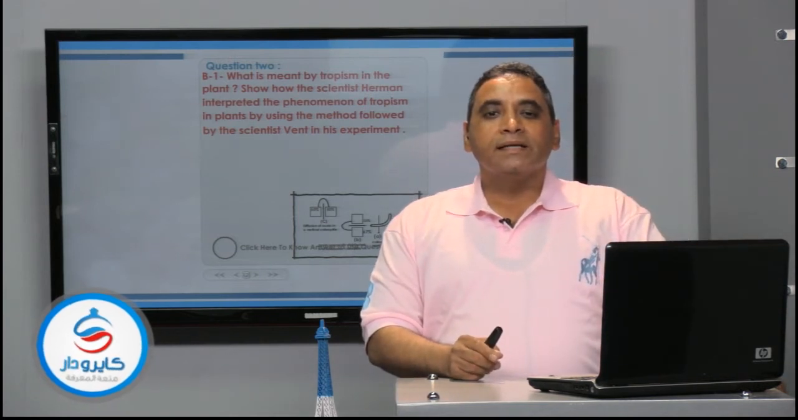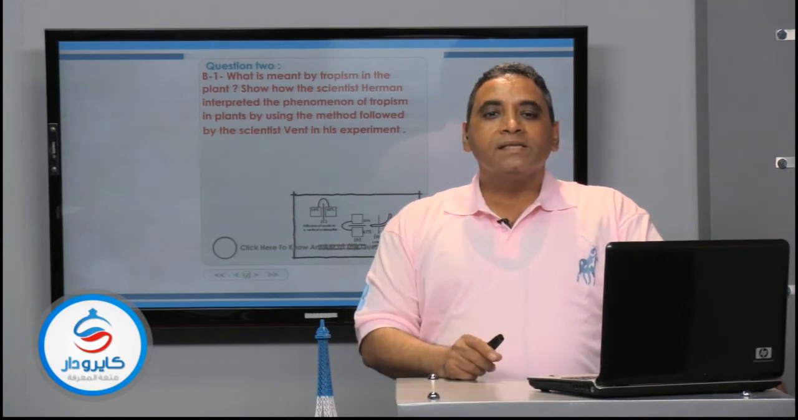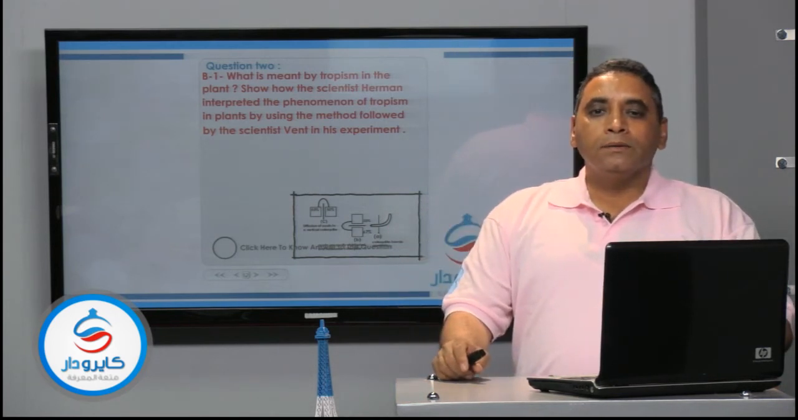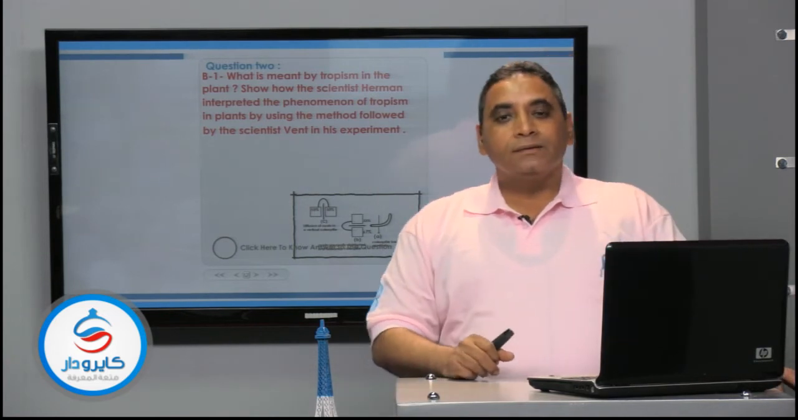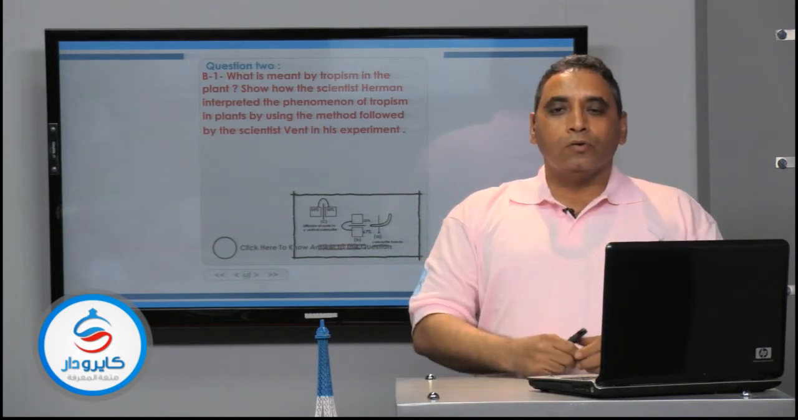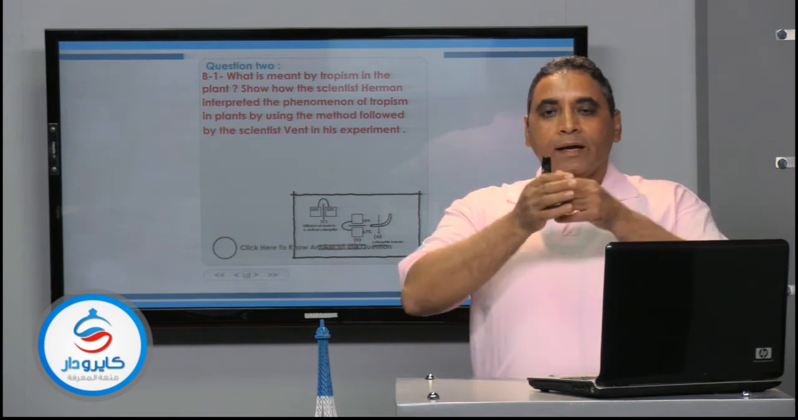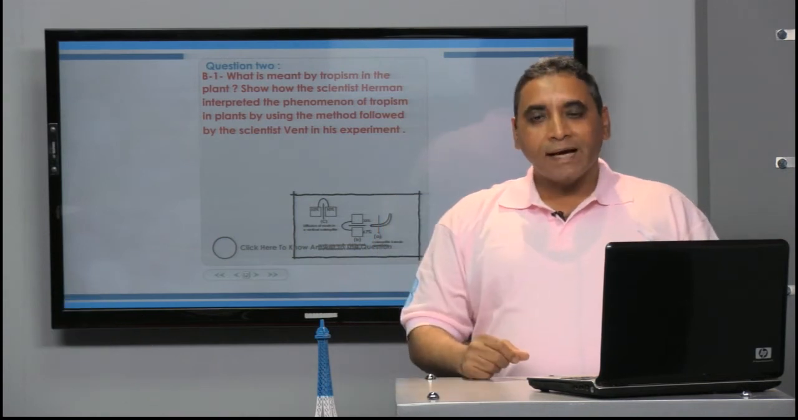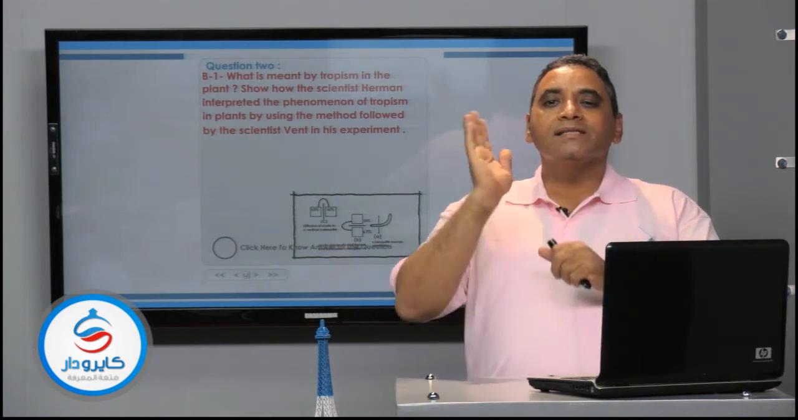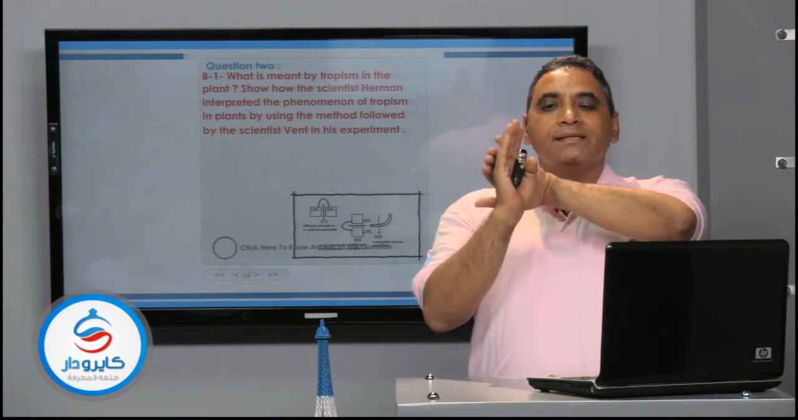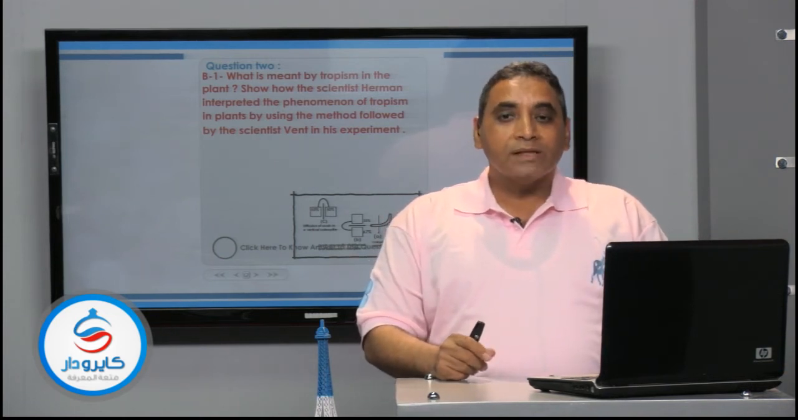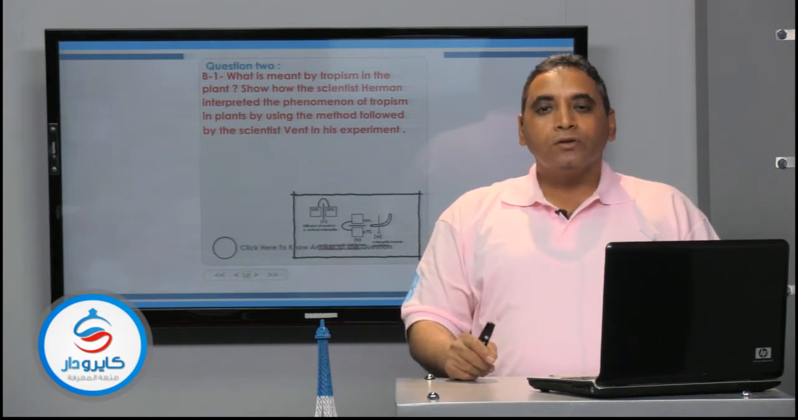Explain the phenomenon of tropism in plants using the methods followed by the scientists Went and Hermann. Went, W-E-N-T, explains that the action of auxin is responsible for tropism or phototropism. When the growing tip is exposed to illumination from the lateral side, the concentration of auxin at the side away from the light increases, and that increases the growth of the stem at the side away from the light. The low concentration of auxin, which will be 35%, inhibits the growth of the stem, so the stem bends toward the light.